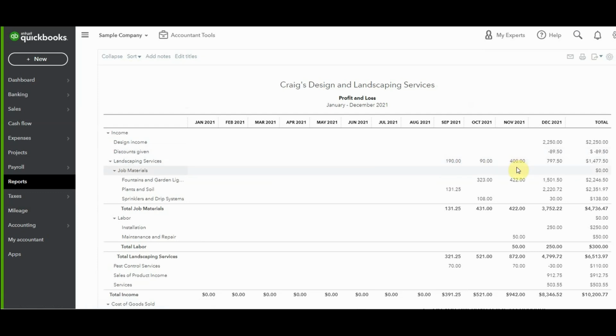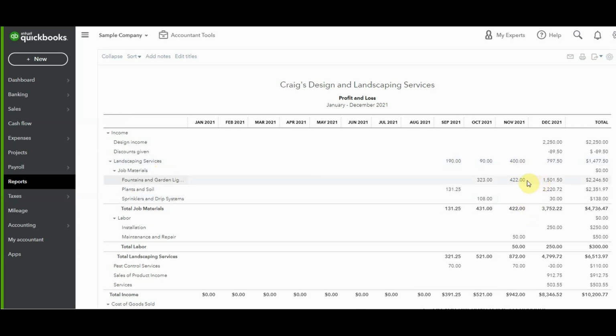And then again, anything that looks weird. I personally usually don't put stuff in these headers right here. So like in my profit and loss, if anything was in this header under landscaping services, I would take it out and then I would put it under one of the things down below.